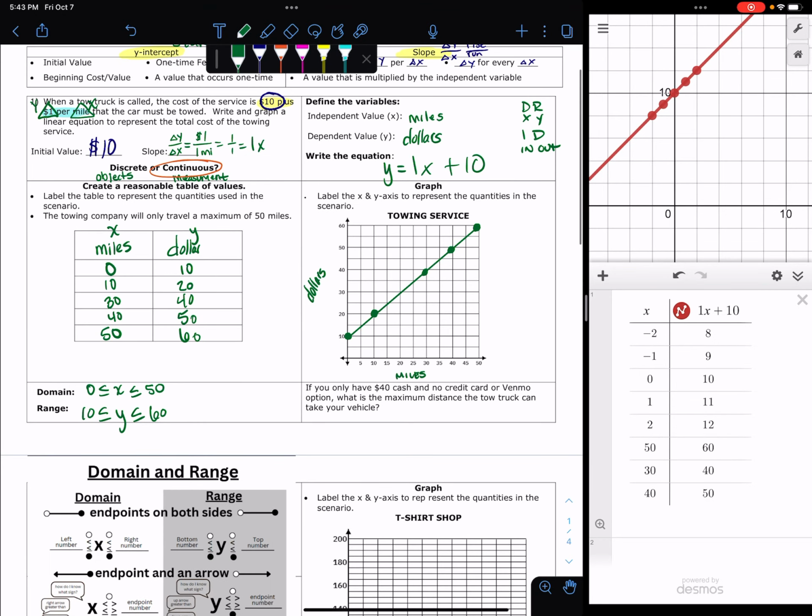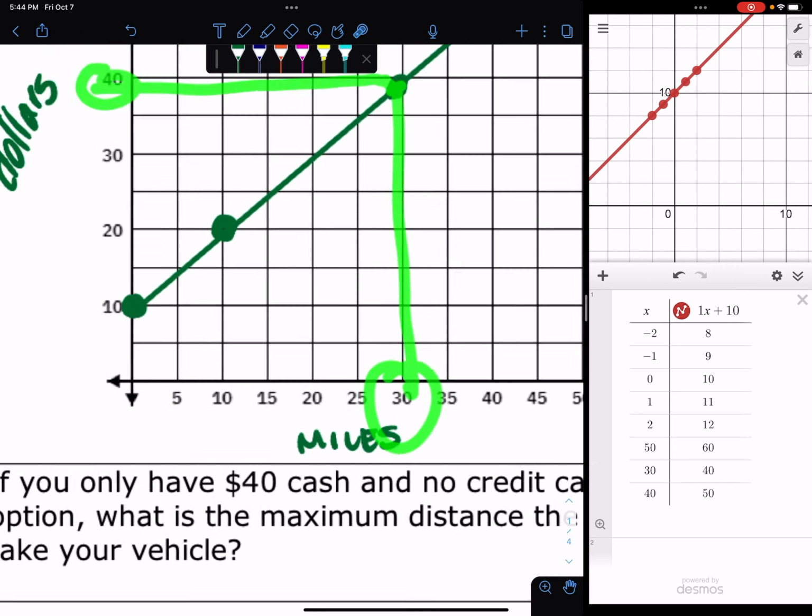So now they have one more question. They said, hey, if you only have $40 cash, no credit card and no Venmo, what is the maximum distance a tow truck vehicle can take you? So you can be like, oh, cash, well, that's over here where dollars is. And it's $40. Well, I'll just go to where 40 is, and I'm going to go find the x value that's with the y value of 40, which happens to be 30, right?